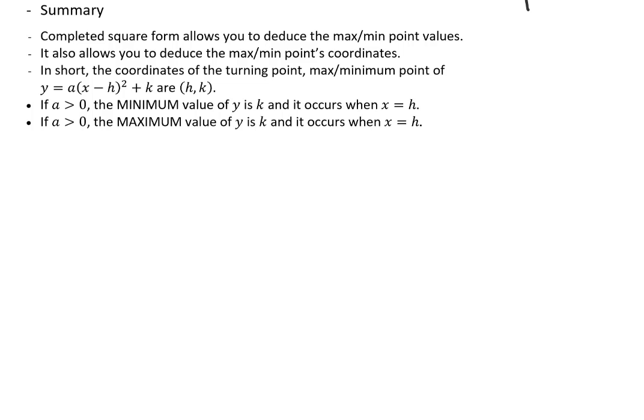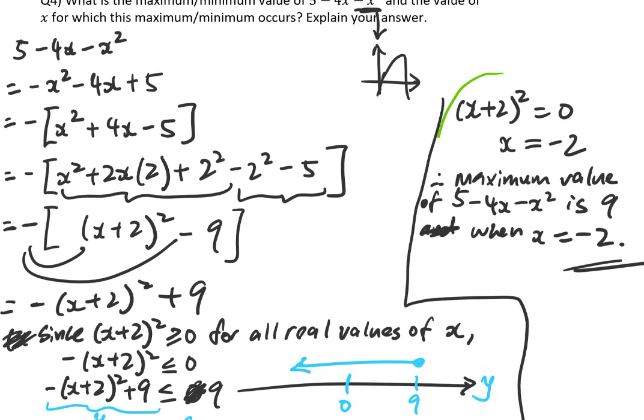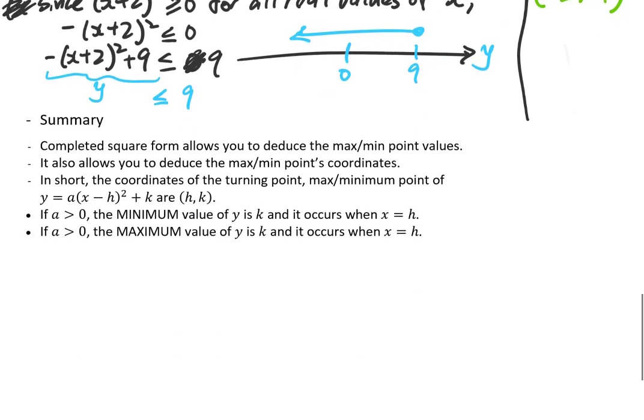completed square form allows you to deduce the max or minimum point values. Okay, it also allows you to deduce the max or minimum point's coordinates. Okay, like just now in the previous part. Okay, focus on this green part. This 9 is my y. This minus 2 is my x. So the coordinates of my maximum point is minus 2, 9. So this is one advantage of using completed square form.